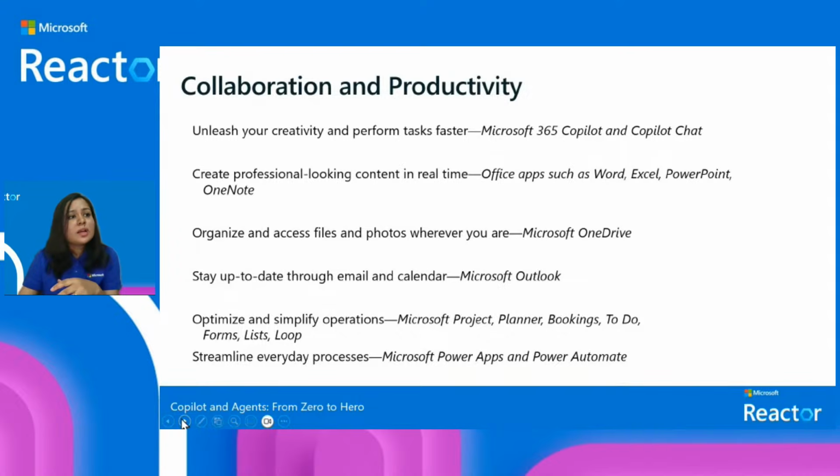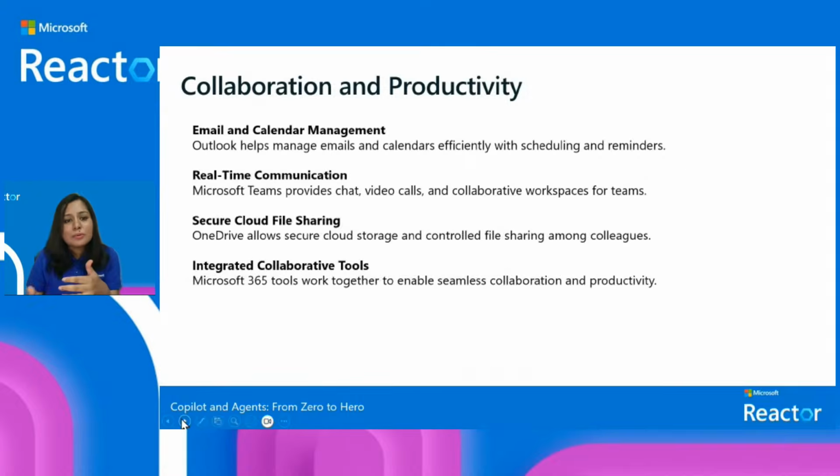Now, coming to the scenario of collaboration and productivity. If you're talking about, let's say, email and calendar management, Outlook is a go-to app which helps you manage your emails and calendars efficiently by helping you with scheduling and reminders. If you're looking for a real-time communication solution, you have Microsoft Teams, which provides chat, video calls, and a collaborative workspace for team scenarios.